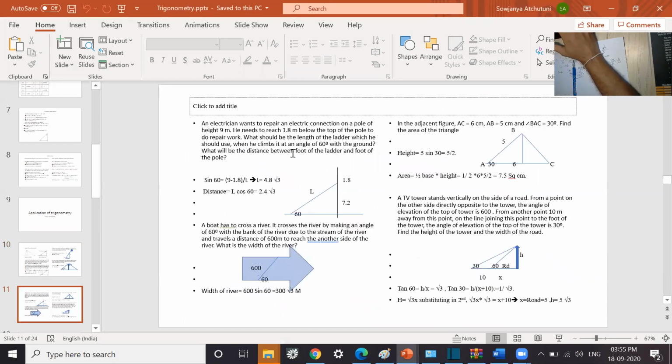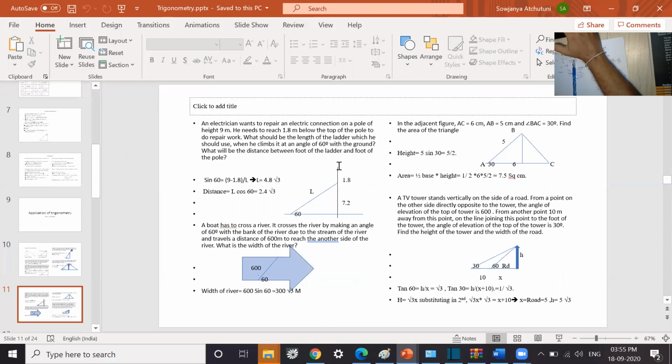Let us see here. An electrician wants to repair an electric connection on a pole of height 9 meters. He needs to reach 1.8 meter below the top of the pole to do repair work. What should be the length of the ladder which he should use? He is trying at 60 degree angle. If the angle is more, the ladder may fall. If the angle is less, climbing will be slightly difficult. So this is a convenient angle, 60 degree.